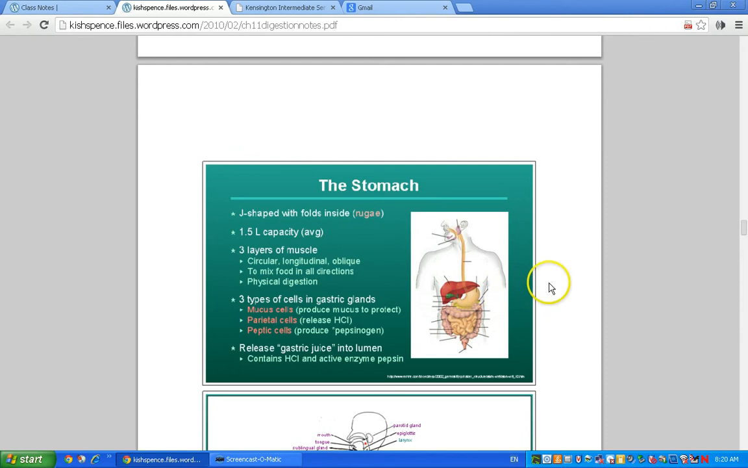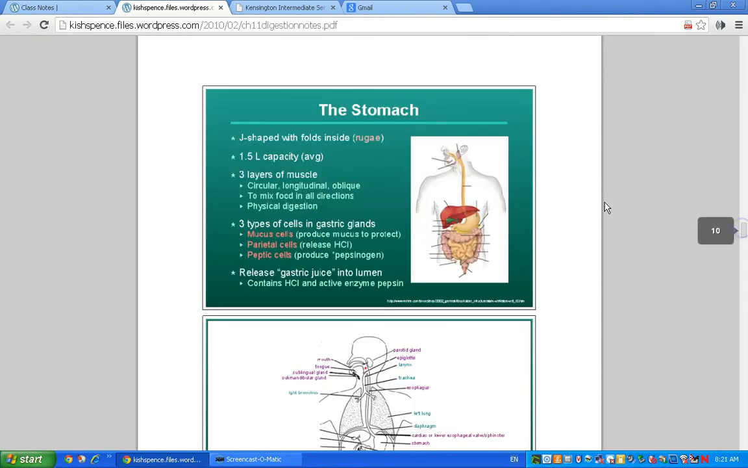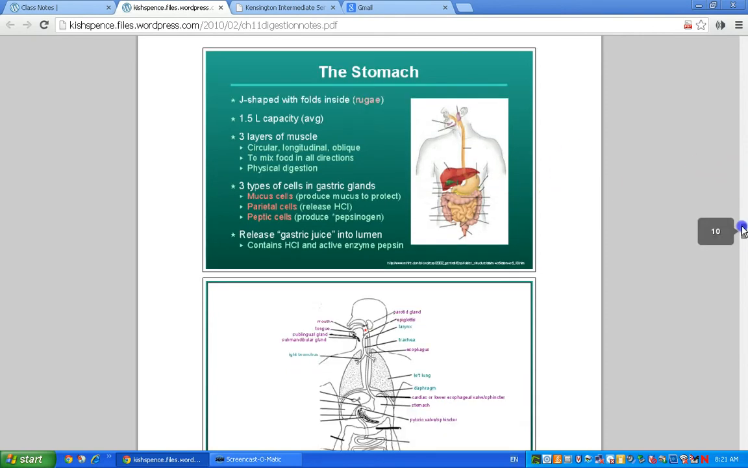So we're going to move on to the stomach. Okay, the stomach is, if you look, it's J-shaped. And if you open it up and you look inside of it, you would see folds in it called rugae. And that's kind of important because those folds increase the surface area and they also allow your stomach to expand so that if you get more food, then it can get bigger and hold more food. On average, it holds about 1.5 liters and it's surrounded by 3 layers of muscle.